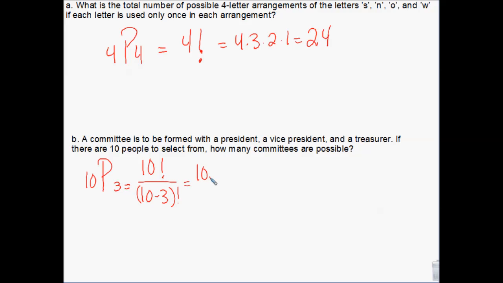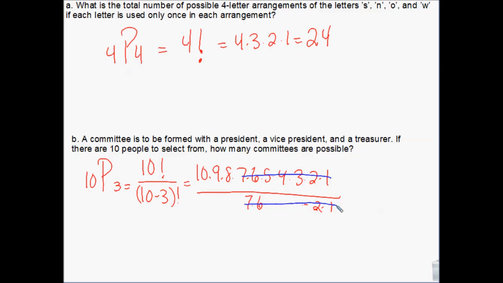Okay, 10 minus 3 is 7. See, I don't have to really do that because you guys know these match. I'm going to cross out everything from 7 down because 10 minus 3 was 7. So I have 10 times 9 times 8. So there's 720 possible committees that we could make up.